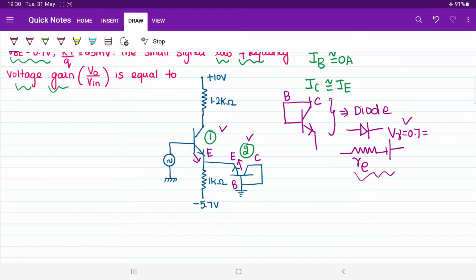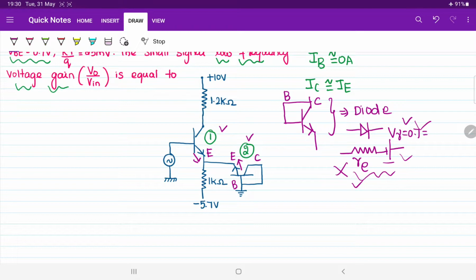Now the diode can be replaced by its corresponding equivalent circuit. In the equivalent circuit, we will be observing two parameters. One is RE, another one is the cut-in voltage 0.7. So if you are doing DC analysis, then don't consider RE, only consider the cut-in voltage. When we are doing AC analysis, in AC automatically the DC supply will be short circuited. We will be considering the value of RE alone.